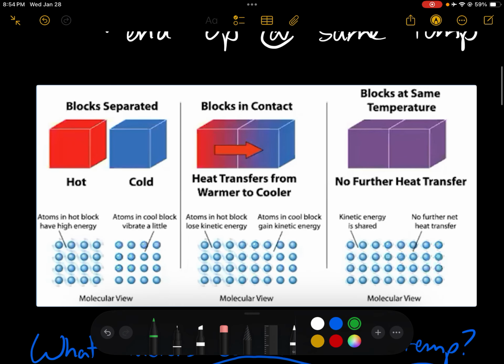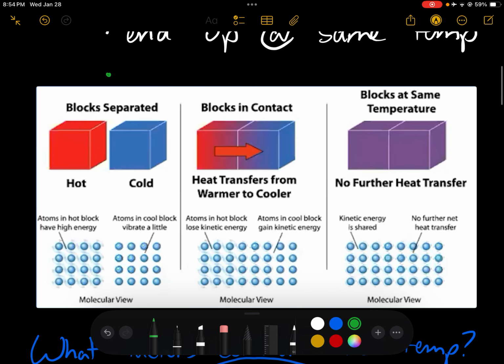So let's look at this little graphic to help us understand what's going on with thermal equilibrium. So over here at this side, we have two separate blocks. One is hot, that has a lot of energy. One is cold, does not have a lot of energy. The molecules within the hot block are moving a lot, right? They're vibrating a lot because this block is a solid block. So they're vibrating in place, but they're vibrating quite a bit because they have a lot of energy. The atoms in the cooler block are still moving a little bit. They're still vibrating, just not nearly as much.